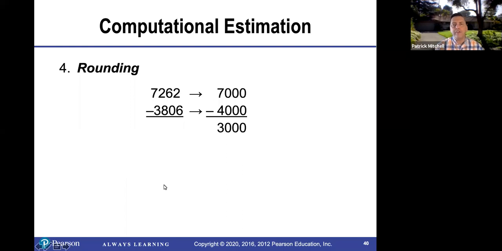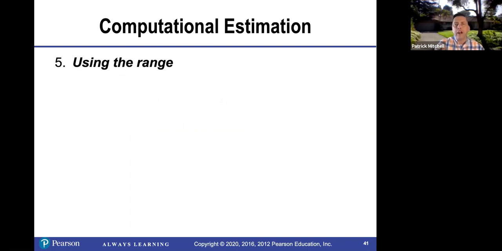And then, of course, you can just use rounding. So in this case, we're rounding each number to the nearest thousand. And that tells me that 7,262 minus 3,806 is approximately 3,000.